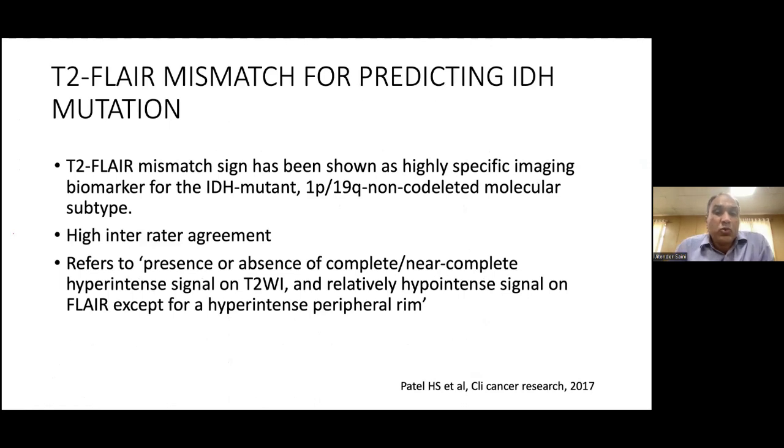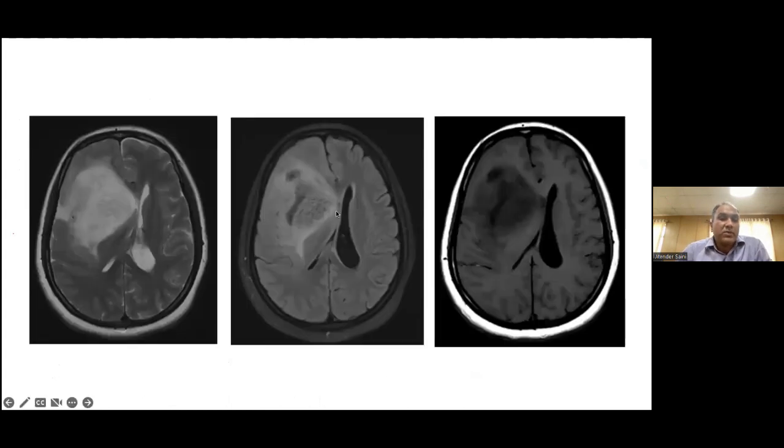Sometimes IDH mutation status can also be predicted by looking at T2 and FLAIR images. We call it T2-FLAIR mismatch. For example, here the lesion looks very T2 hyperintense, intraparenchymal, and on FLAIR a lot of inversion is happening. On T1 it looks very hypointense. So T2 hyperintensity, and on FLAIR some areas of inversion or T2 hypointensity, is called the T2-FLAIR mismatch sign.